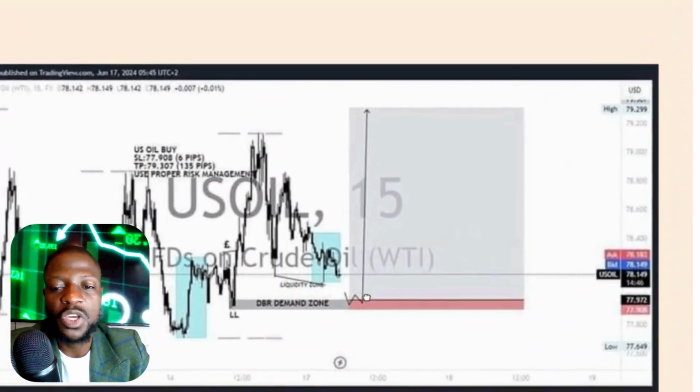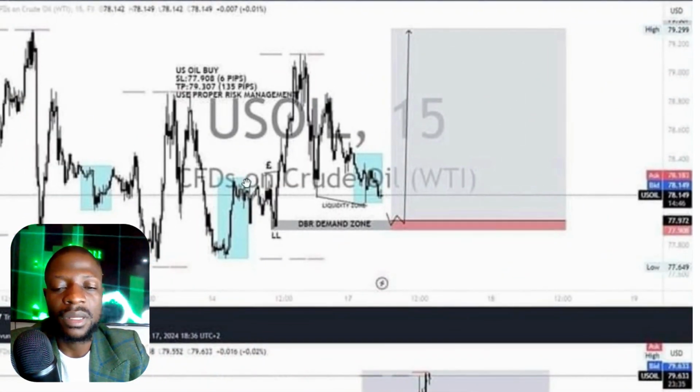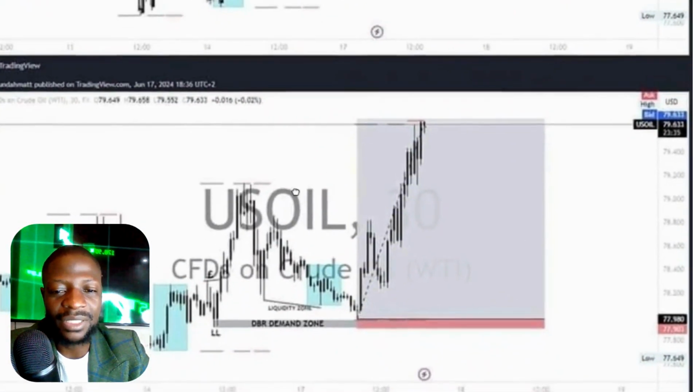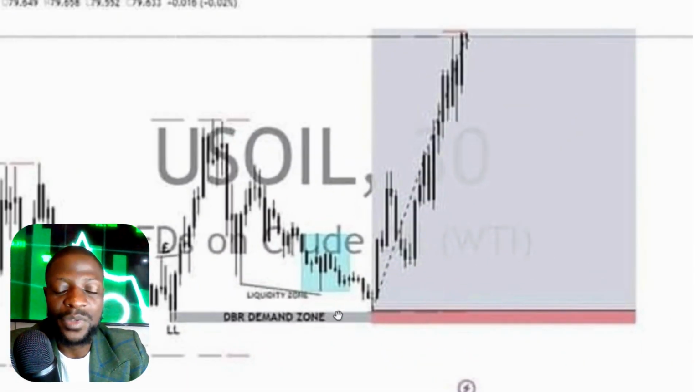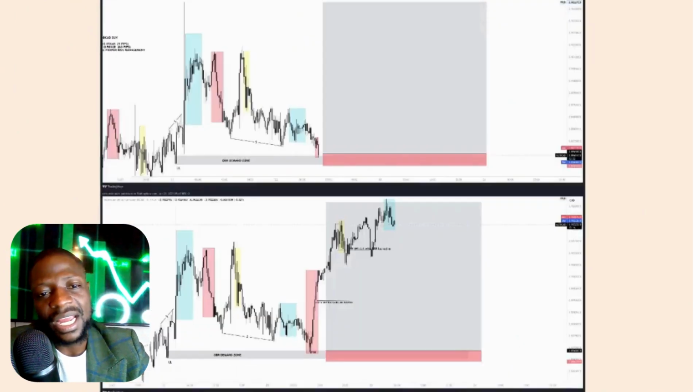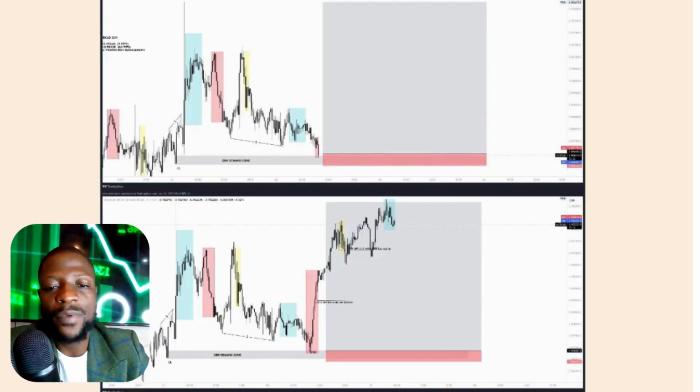This is USO. Drop based rally, break of structure, nice liquidity. The market takes out the liquidity and the Asian session comes into my area right here, and then the rest is history. Guys, this is the real deal.